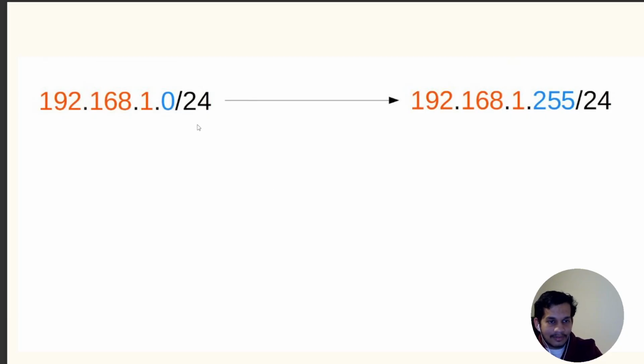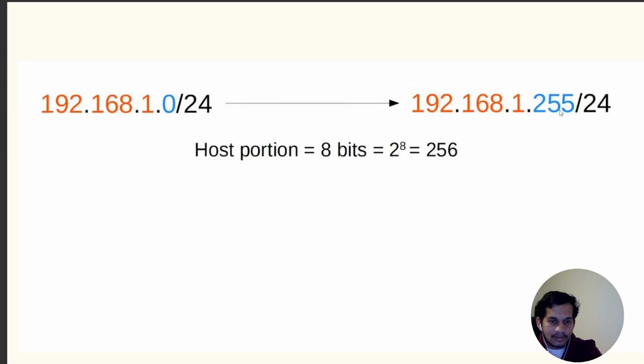So let's say we have an IP 192.168.1.0/24. So /24 means the first 24 bits are the network part, and the rest of the bits, that is 32 minus 24, which is 8, are for the host. The IPs you can see are 0 to 255 over here. So the host portion, as I told, is 8 bits. 32 minus 24 is 8, so 2 raised to 8 will be 256.